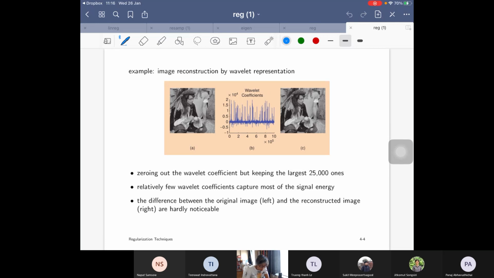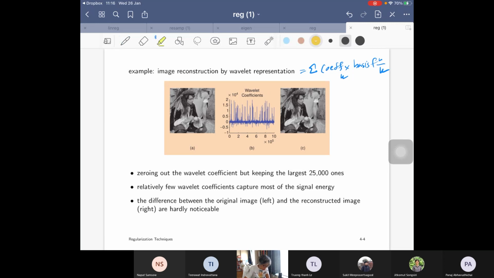So the wavelet representation would be something like a basis expansion, where you have the coefficient multiplied with the basis function, which is the wavelet function: coefficient k and function k. The plot in the middle here is the wavelet coefficients. The thing is, not all the wavelet coefficients are necessary to explain significant components of an image.